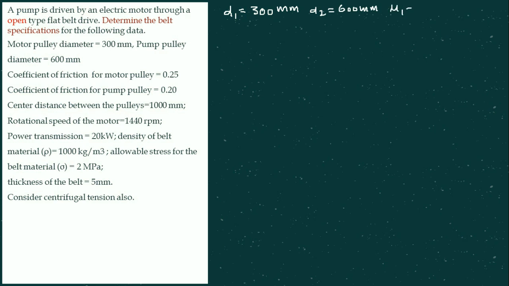And the coefficient of friction for the first pulley and second pulley is given. One we normally refer to as the driving one. So mu 1 I am going to call 0.25. Mu 2 is equal to 0.2. And the central distance x is given as 1000 mm. And the rotation of the motor, N1, is given, which is 1440 rpm.